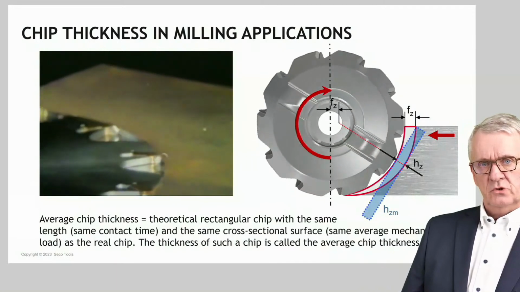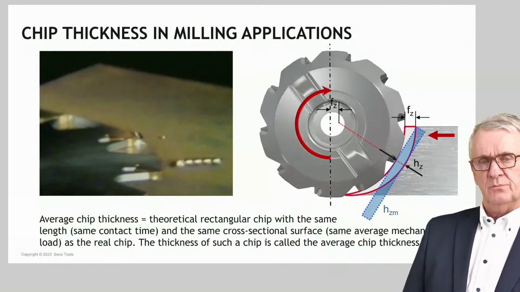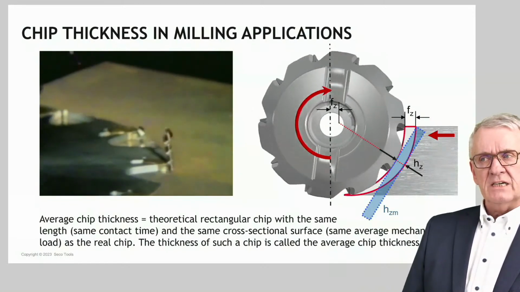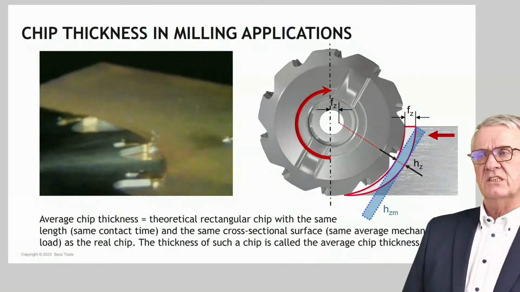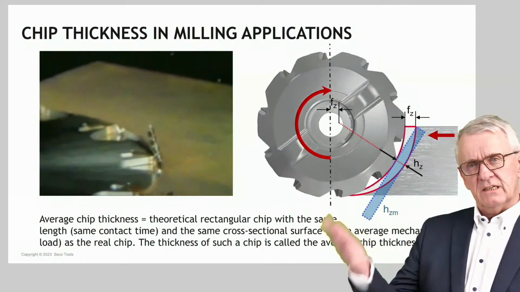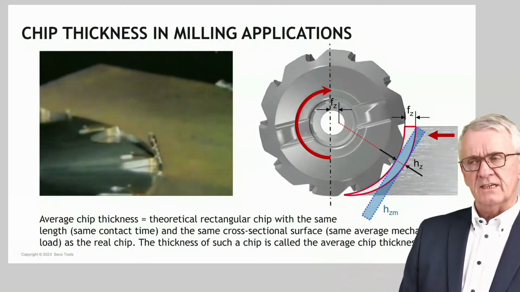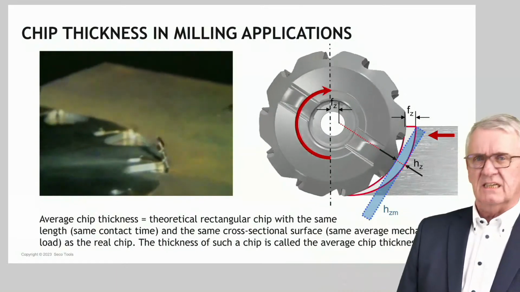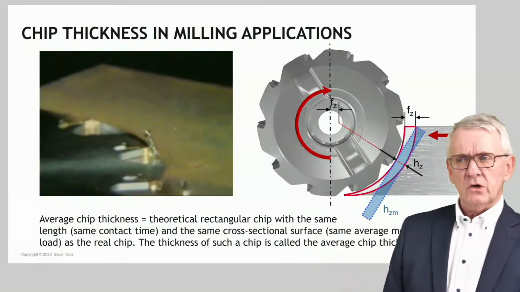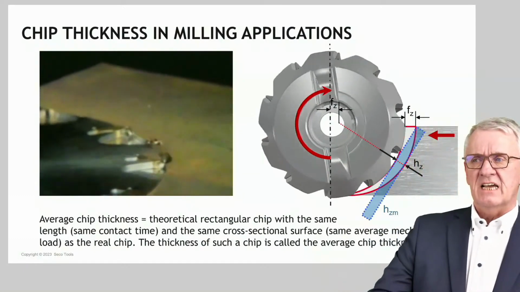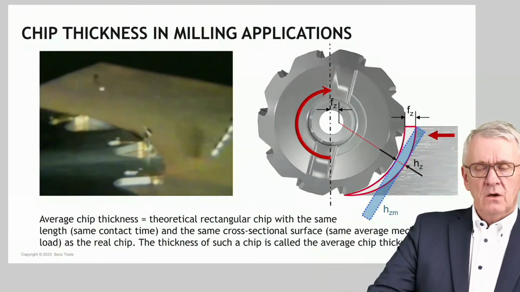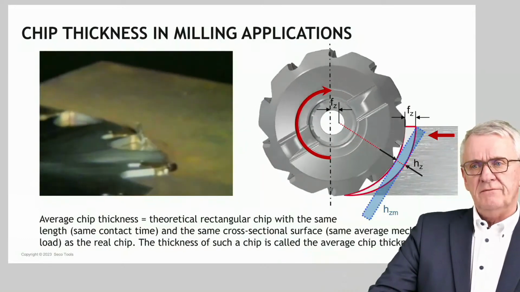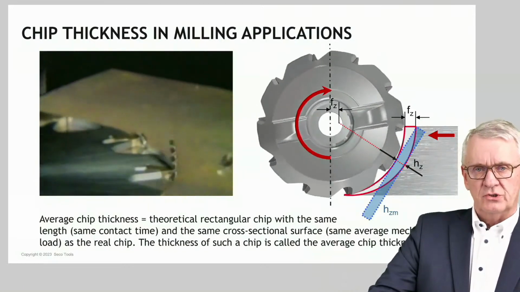The theoretical chip is the blue chip in the picture here. The real chip is the gray chip with the red surrounding lines. A theoretical chip with the same length. Why do we want to have the same length? Well, we want to have the same time in contact when we think in terms of tool life and stuff like that. So the theoretical chip should represent the same time in contact as the real chip. And the cross-section, the surface, should be the same as the real chip. Why do we want to have the same surface? Because we want, on average, to have roughly the same mechanical loads acting.